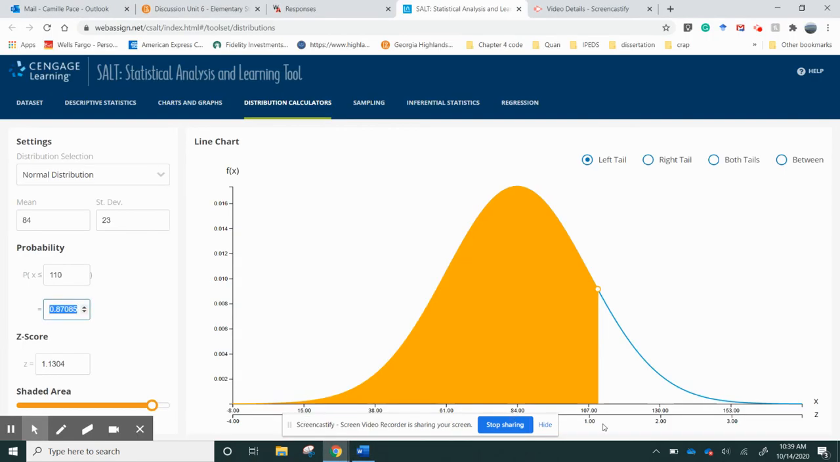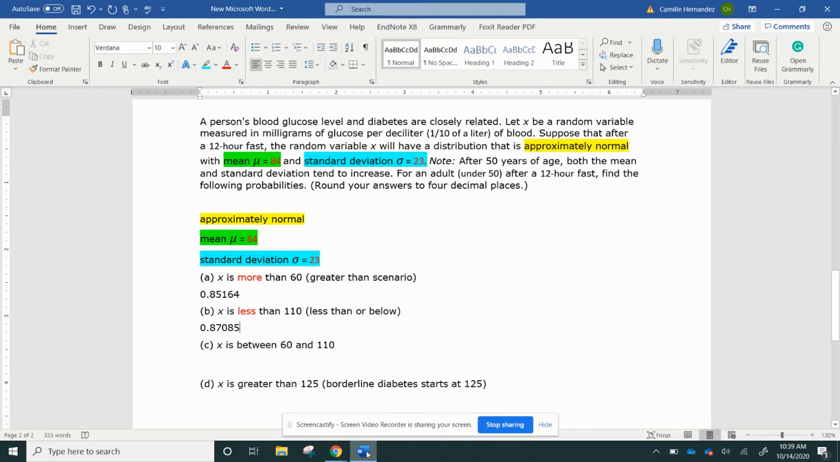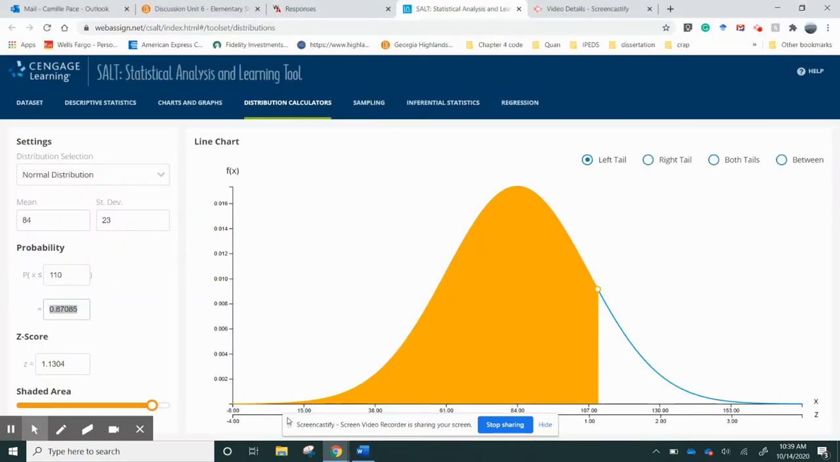How can you check yourself? If you go down here, here's around 110, and the area to the left is all shaded in yellow, so I know I have the right area. Okay, now it says between. Between to me is the easiest, because if you're between something, you're between two items. So this one wants the probability of something between 60 and 110. So I'm going to go here to the between scenario.